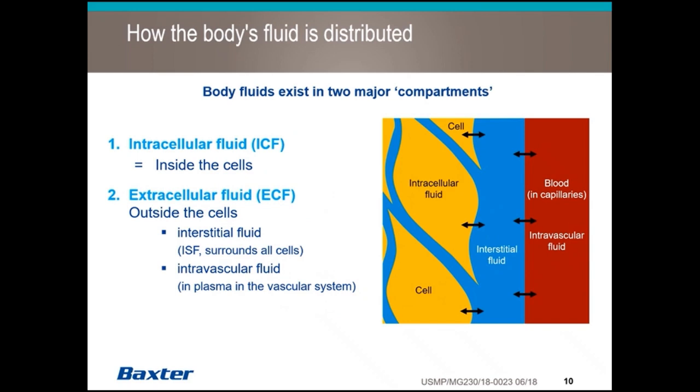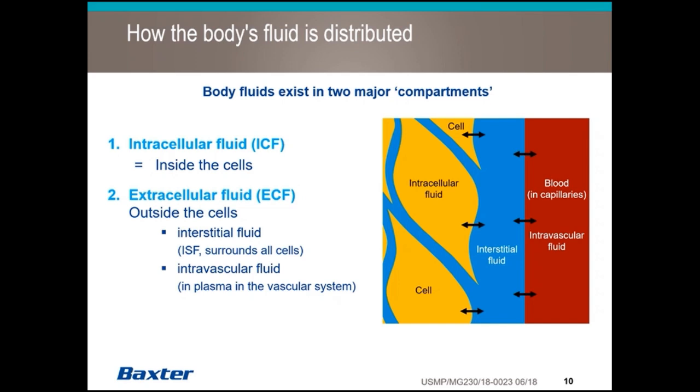All of that fluid that is in our body does not exist in one space. The body fluids exist in two major compartments, the intracellular fluid inside the cells and the extracellular fluid outside the cells. Our extracellular fluid is comprised of interstitial fluid, the fluid that surrounds our cells, and then our intravascular fluid that's in the plasma in our vascular system.